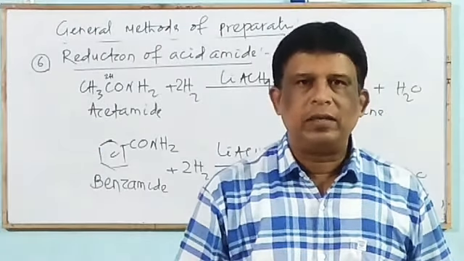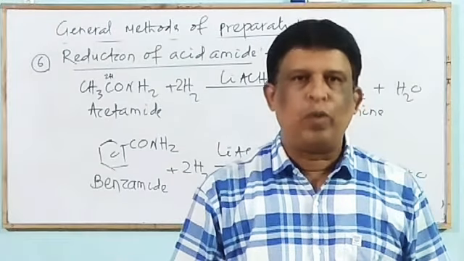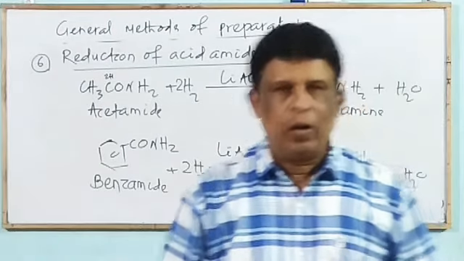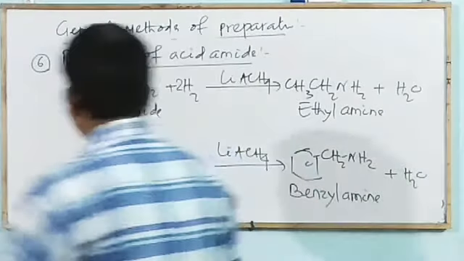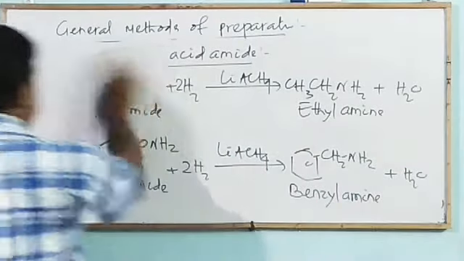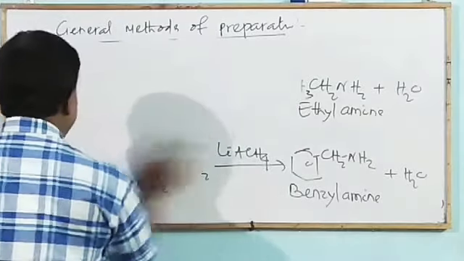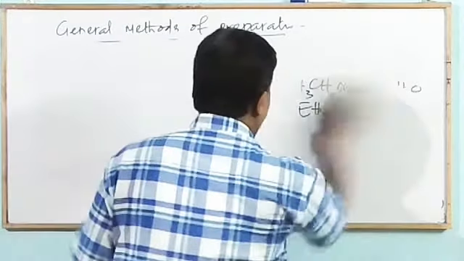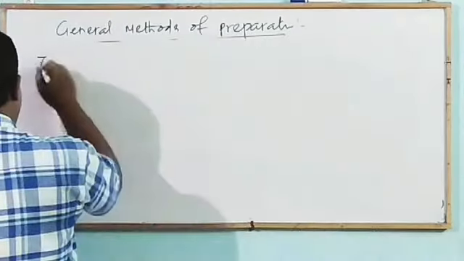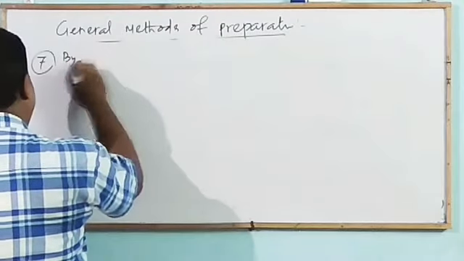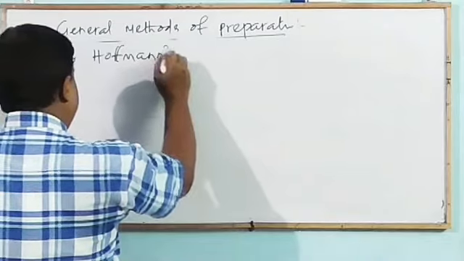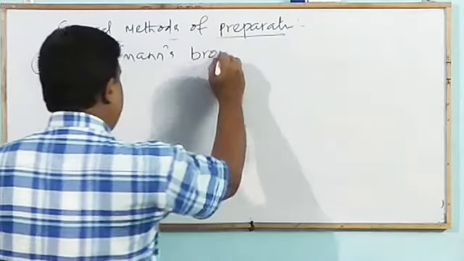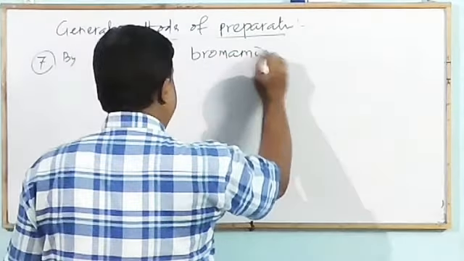Next method is by Hofmann bromamide reaction or Hofmann degradation reaction. Method number 7 is Hofmann bromamide reaction.